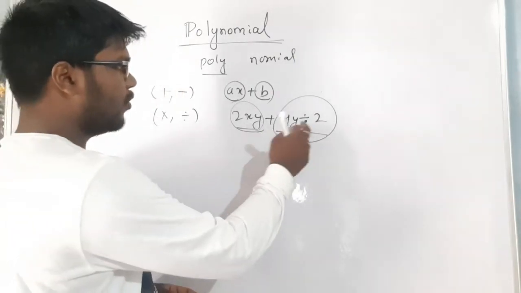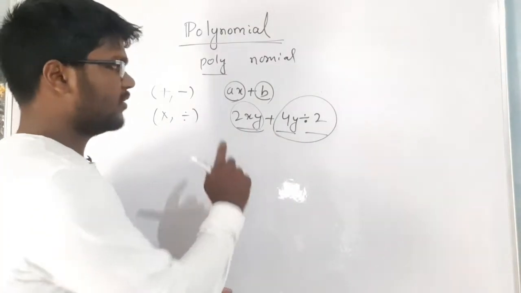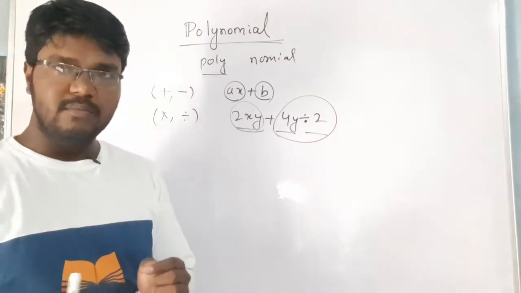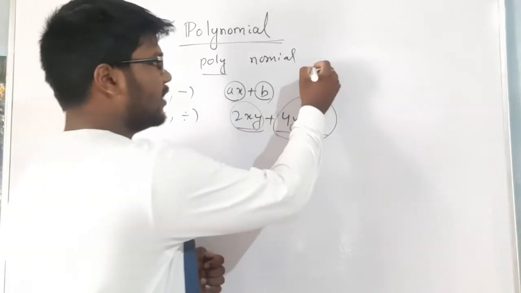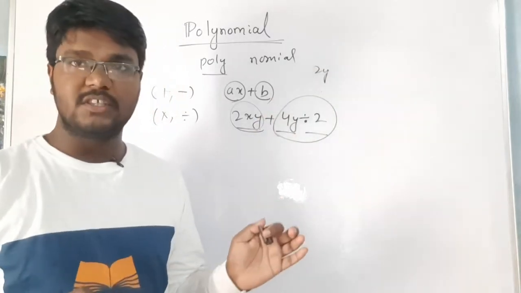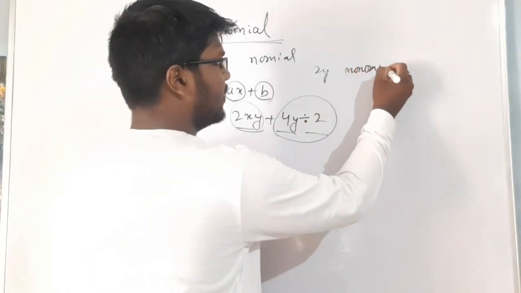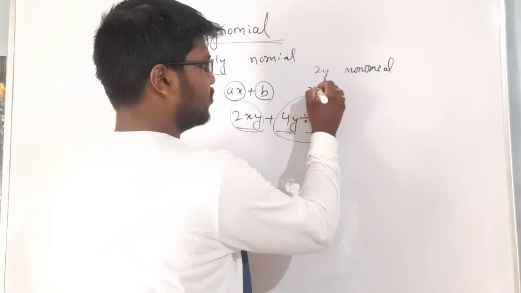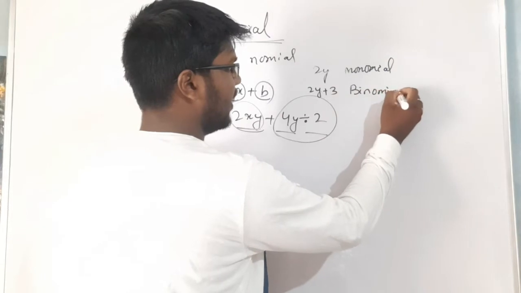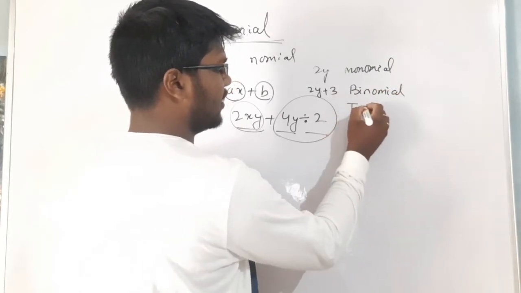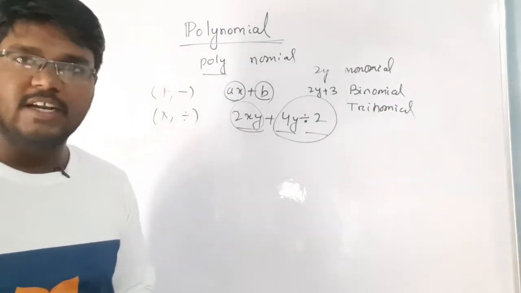So here 4y divided by 2 will be considered as one term, and this is one term. Polynomial means many terms. If there is one term, suppose I write 2y, then it will be considered as monomial. If there are two terms, suppose 2y plus 3, this will be considered as binomial. Similarly, three terms will be considered as a trinomial, and more than 3 terms will be considered as polynomial.